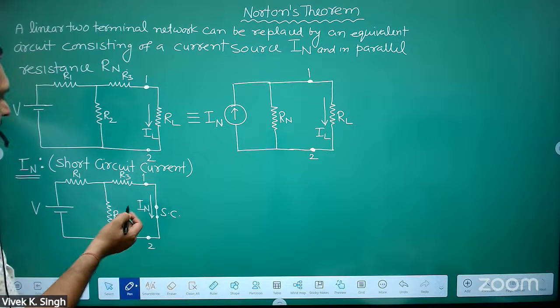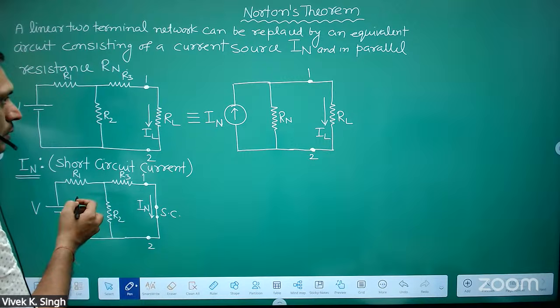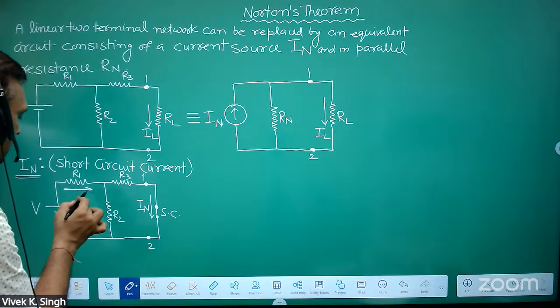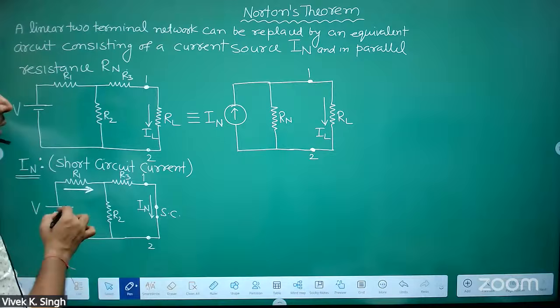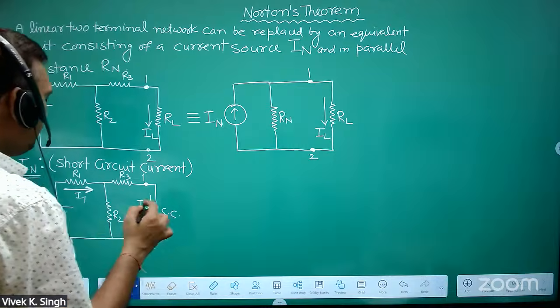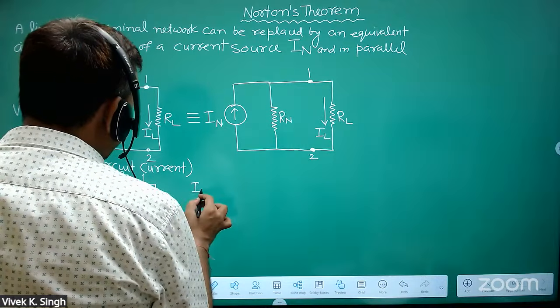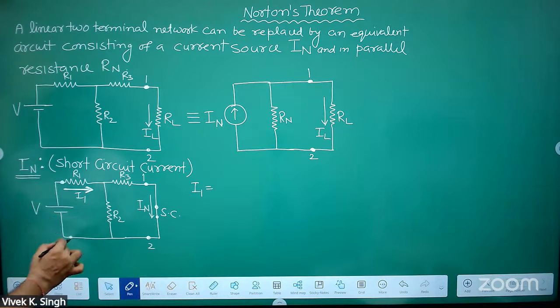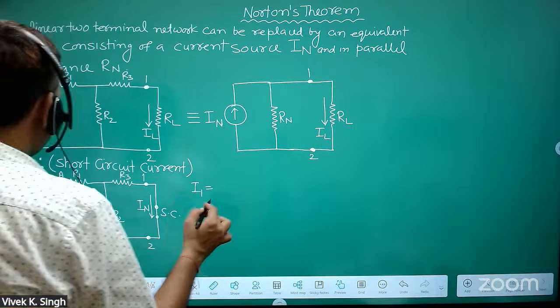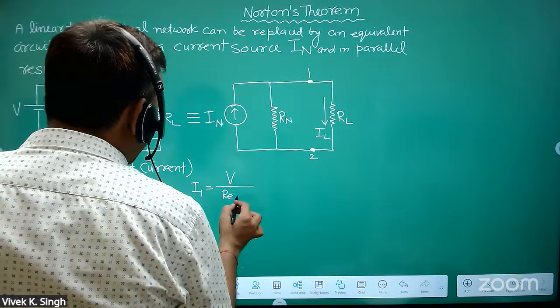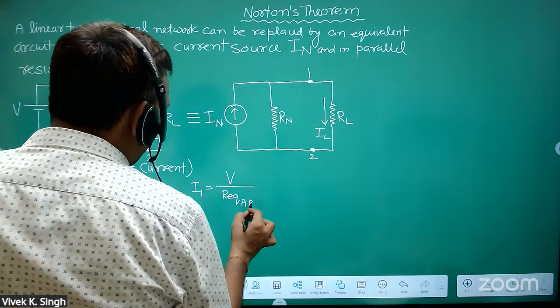So what will be IN here? For IN, you have to use the current division rule. Let's assume this current is I1. So what will be I1? I1 is V by equivalent resistance across terminals AB. So this is V by R equivalent across AB.